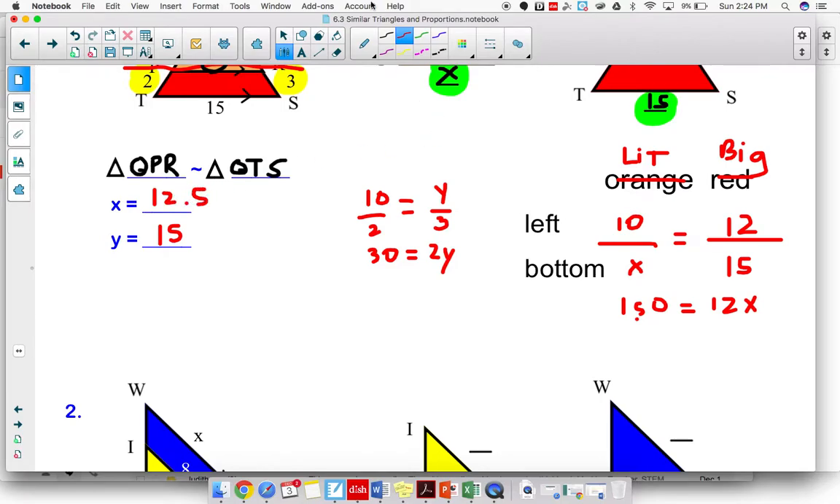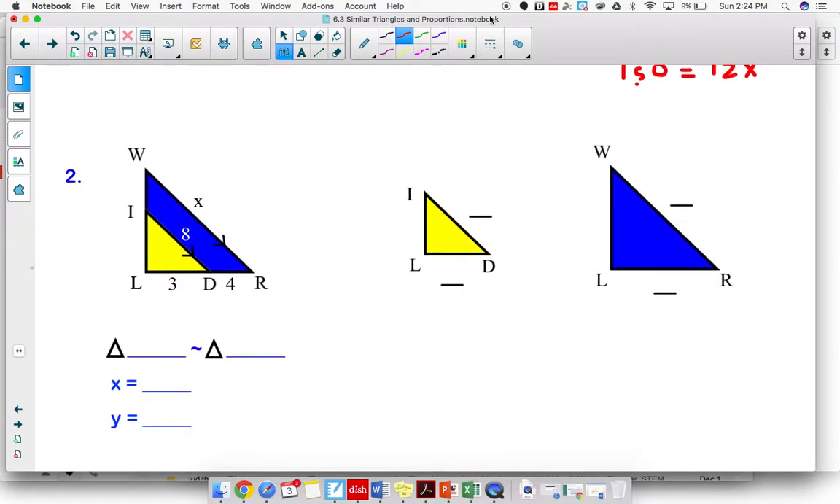All right, your job is to try number 2, show it to a teacher, and then you can start your homework until we transition to work with Mr. Cross today.